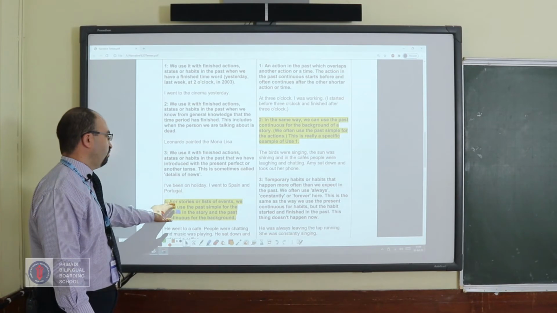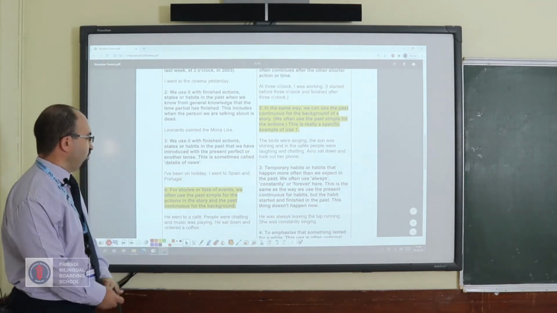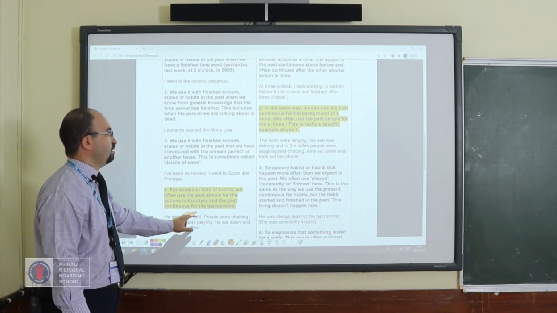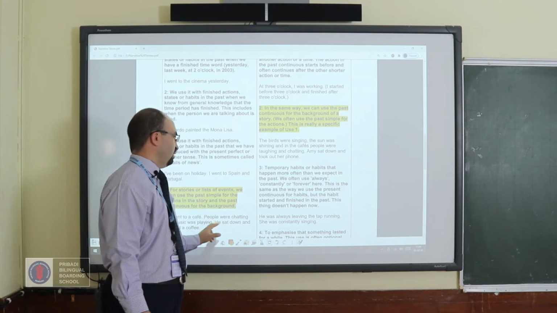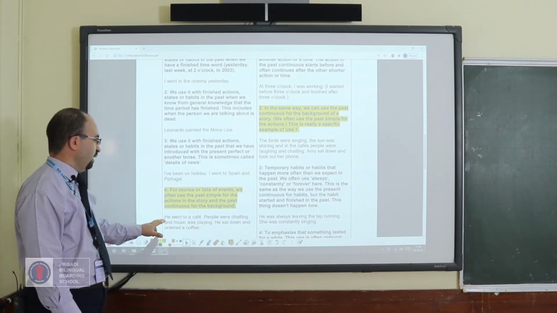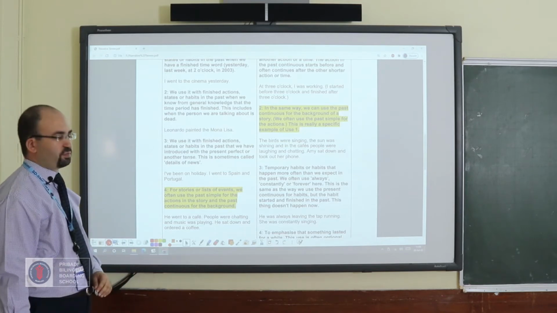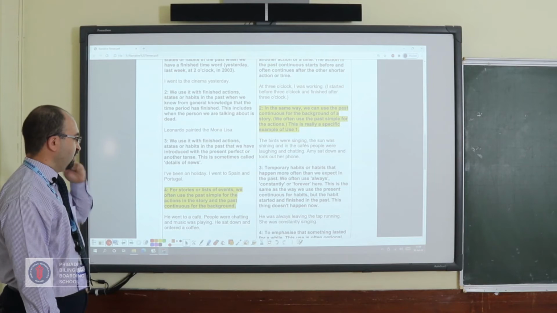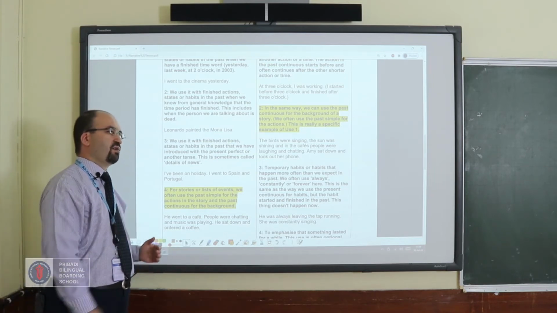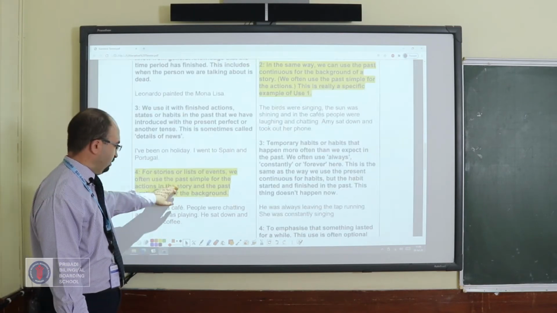And for stories or lists of events, we often use the past simple for the actions in the story and past continuous for the background. These 2 uses go together. We will come back there and see. He went to a cafe. People were chatting and music was playing. He sat down and ordered a coffee. So it is like giving the background information for an event in simple past tense.